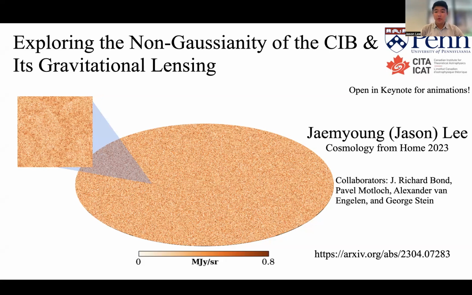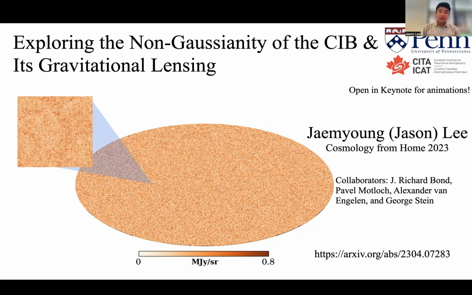My name is Jaemyoung, or Jason, Lee, and I just finished my third year of PhD at the University of Pennsylvania. Today I'll be talking about exploring the non-Gaussianity of the cosmic infrared background and its gravitational lensing. This work was done with my collaborators from CIB, namely Dick Bond, Pavel Motloch, Alex van Engelen, and George Stein. This work is now on arXiv. You have the link here.